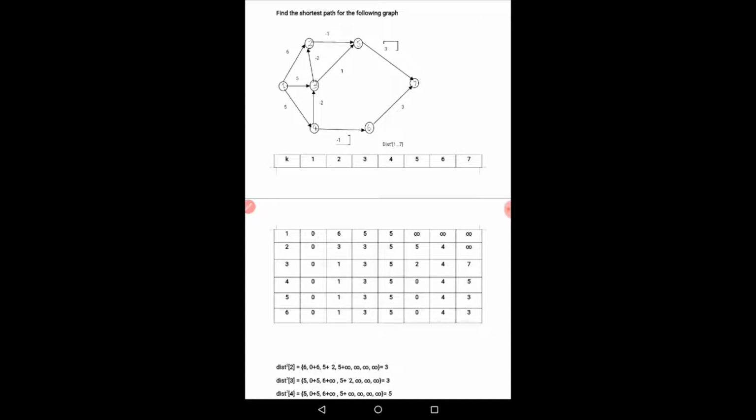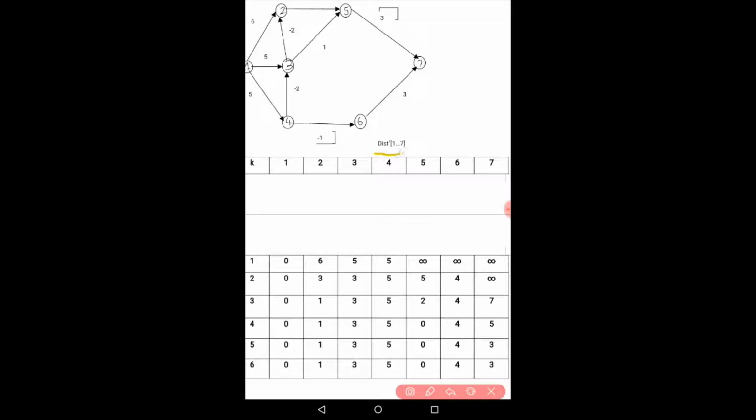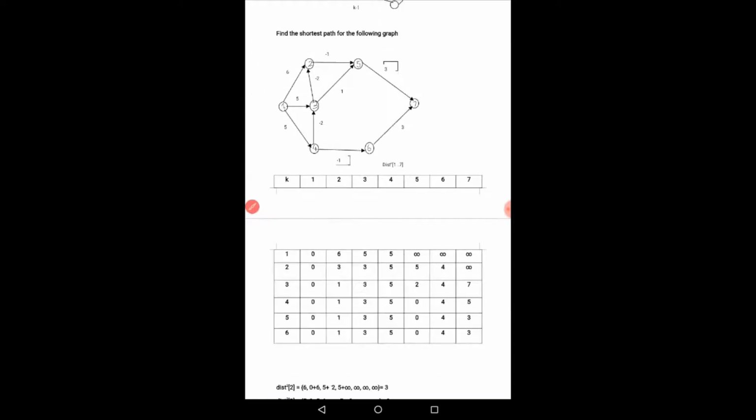So we will write this down. Each row represents a different value of k, and each column represents the distance from 1 to that vertex using k edges. That is, the distance of each vertex using k edges.